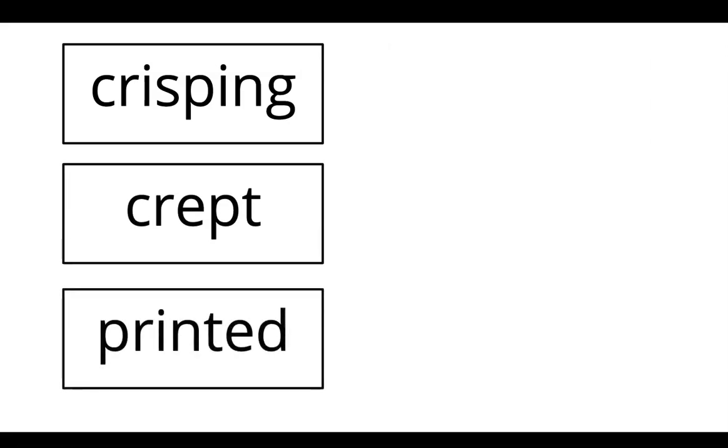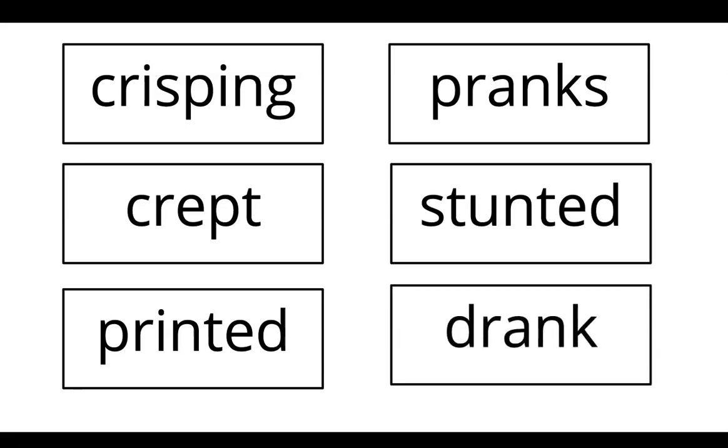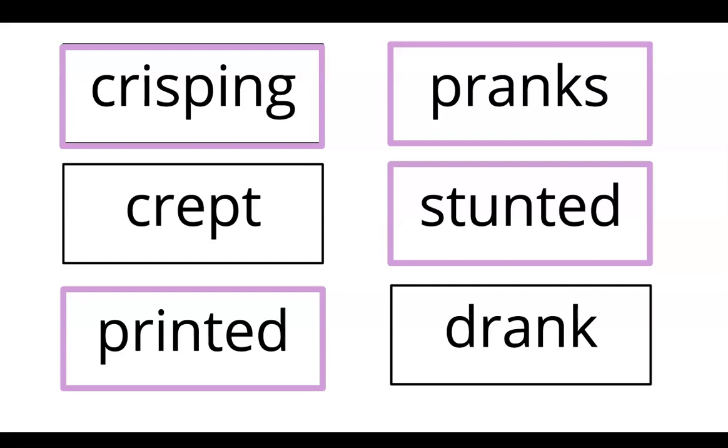Now I'm going to put some words on the screen and give you a few seconds to read them. After you read them, I will read them again so you can check yourself. Pause the video if you need more time. Great! You should have said crisping, crept, printed, pranks, stunted, drank. Now, I'm wondering if you can tell me a word on the screen that has a base word and suffix. If you said crisping, printed, pranks, or stunted, nice work. These words all have a suffix.